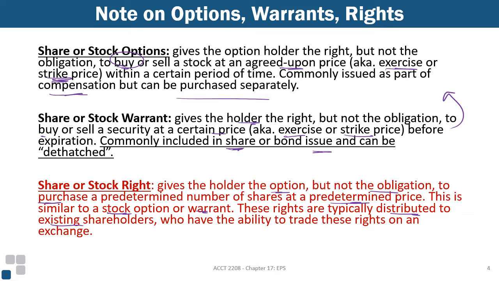So we could say that options are usually part of compensation. Stock warrants are part of new share or bond issues. And stock rights can be distributed separately to existing shareholders. And that's pretty much it for the difference between options, warrants, and rights.